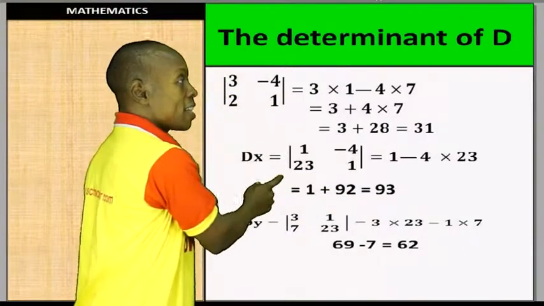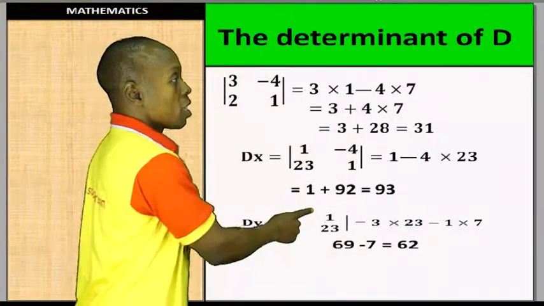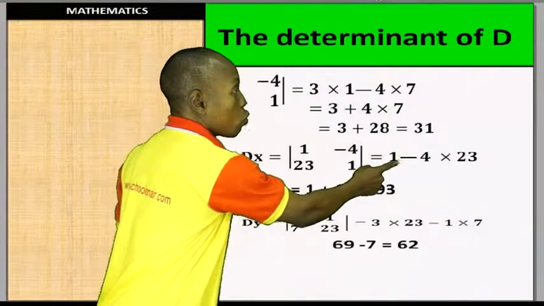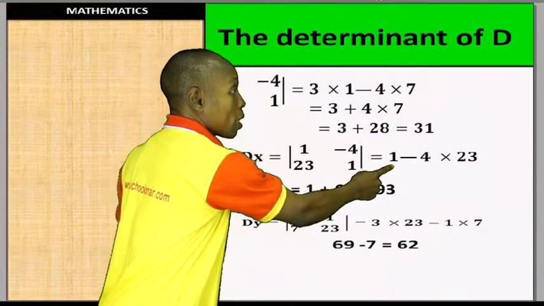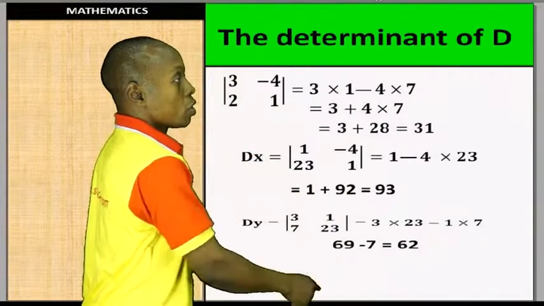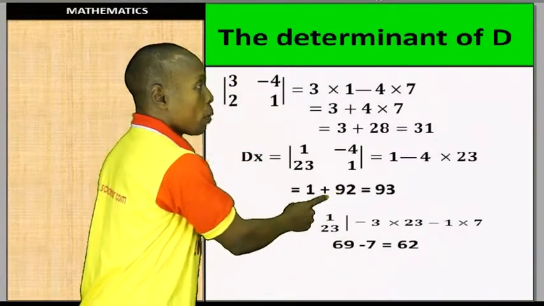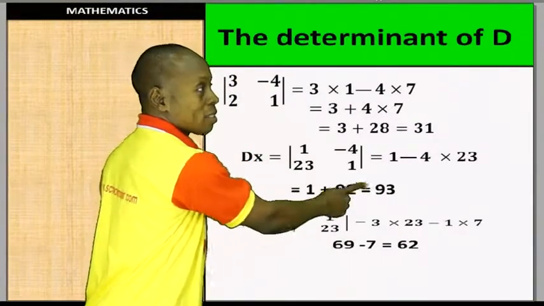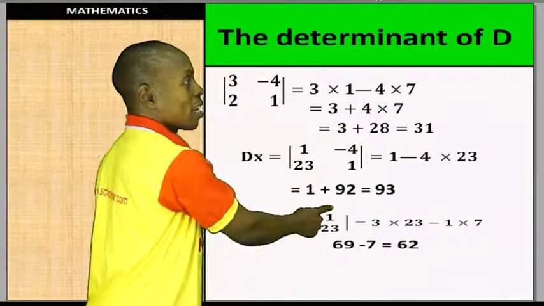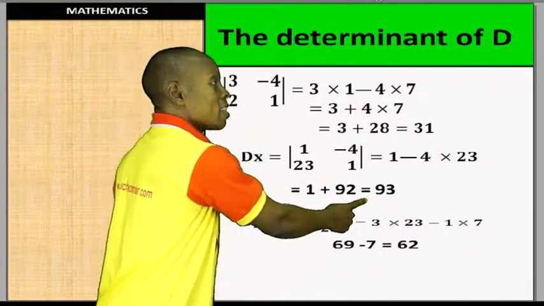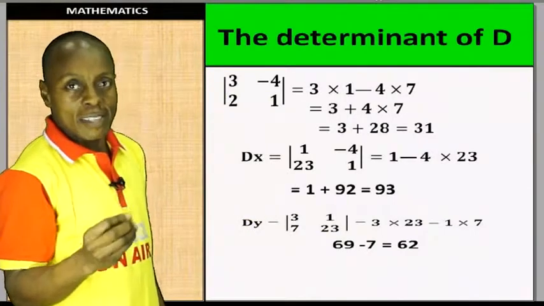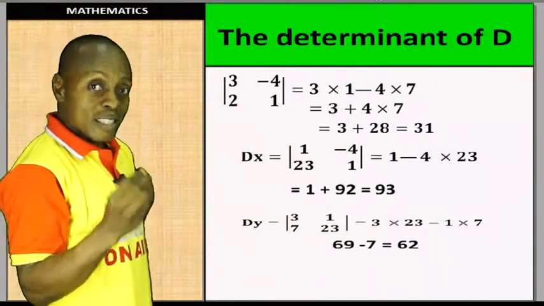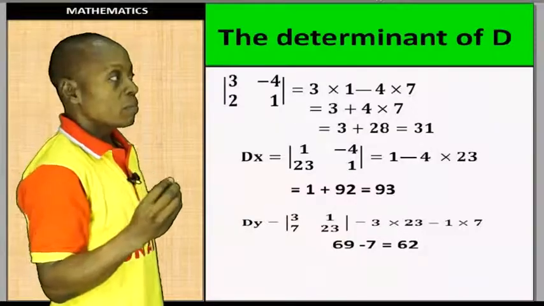So then you get the determinant of this. How do we do that? It's 1 multiplied by 1, then 1 into minus 4 multiplied by 23. Minus times minus gives you plus, so 1 plus 92, because 4 times 23 gives you 92. 1 plus 92 gives you 93. So that's the determinant of x. The determinant of x is equal to 93.